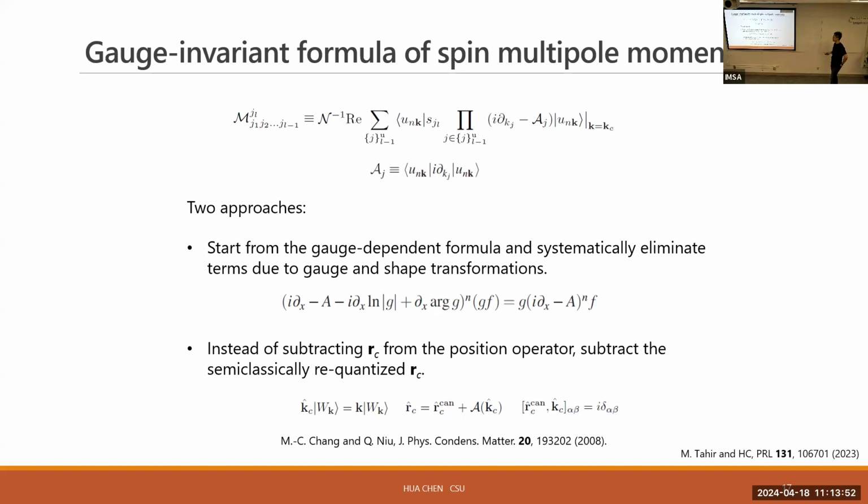So, I'm just trying to understand that equation. So that partial with respect to x, is that the real space, or is that k of x? K of x. Yeah. Okay. I'm trying to understand why you're subtracting this Berry connection term.